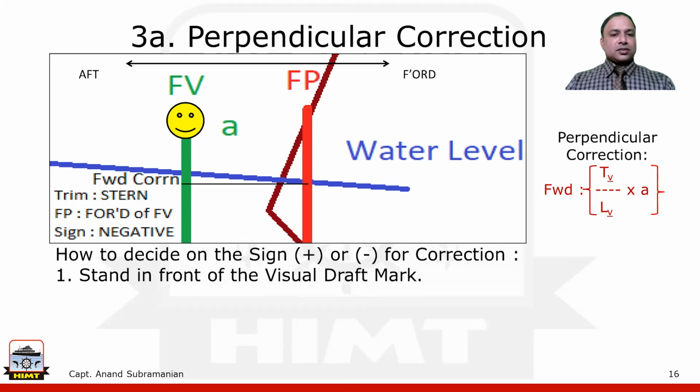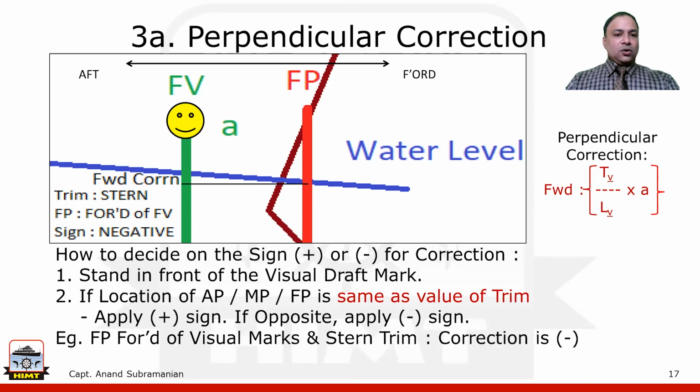The easiest way to do this is to stand on the visual draft mark, as you would always stand in front of the forward visual draft marks for taking the draft readings. Here also, for our assumption, we stand in front of that. Now, look at the location of the forward perpendicular from your visual draft marks. In this case, the visual draft mark is located after the forward perpendicular, or inversely, we can say the forward perpendicular is forward of the visual draft mark.